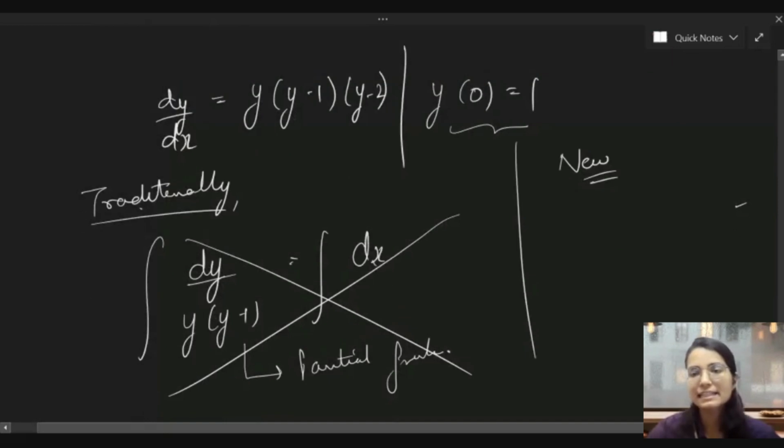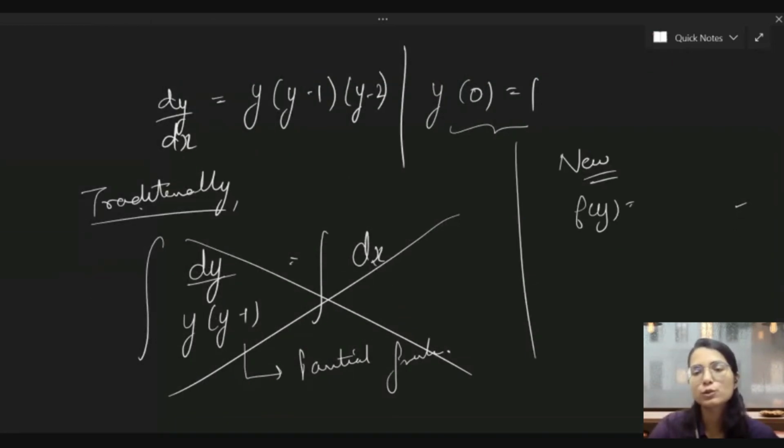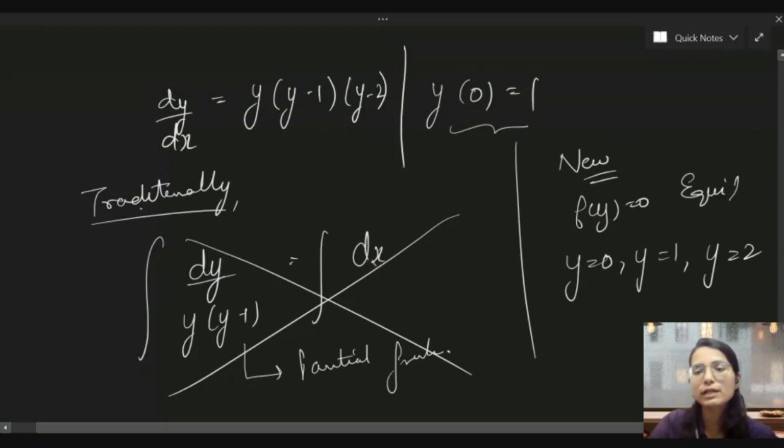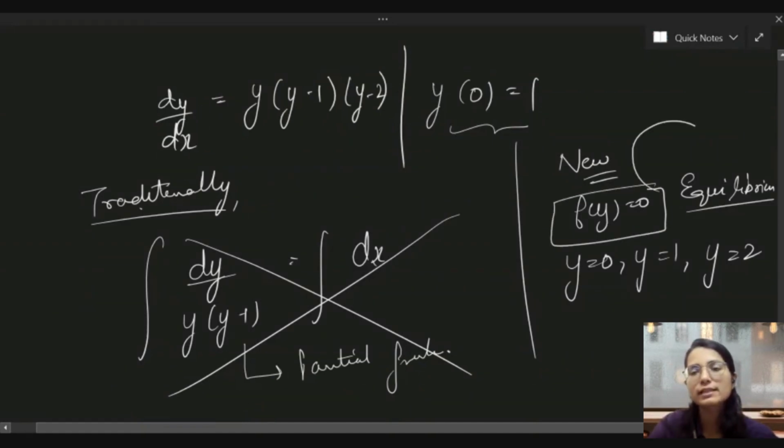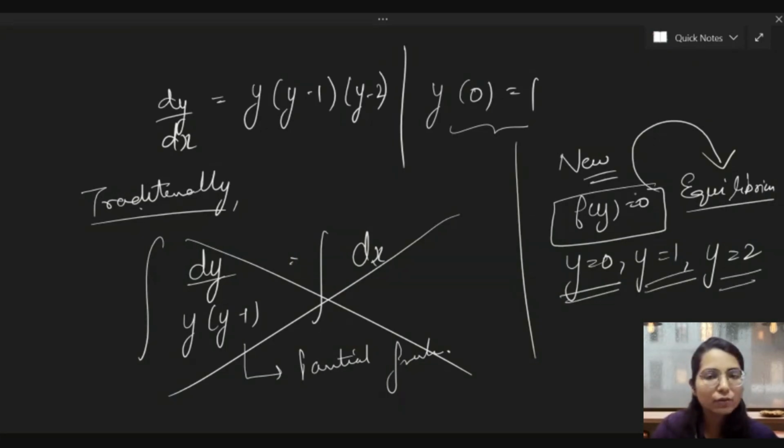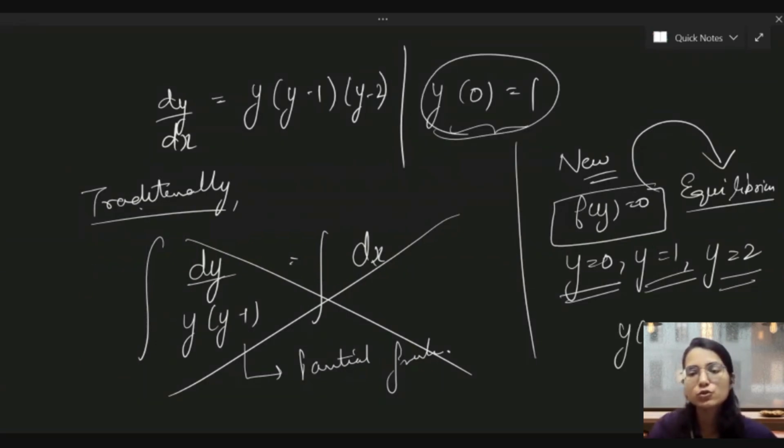I can guess that its three solutions will be, by putting f of y equal to 0, y is equal to 0, y is equal to 1, y is equal to 2. Equilibrium solutions. Do you have an idea about equilibrium solutions? When you put f(y) equal to 0, what you get are equilibrium solutions. But that's not the end of this question, because they have also given us this condition, y(0) is equal to 1.